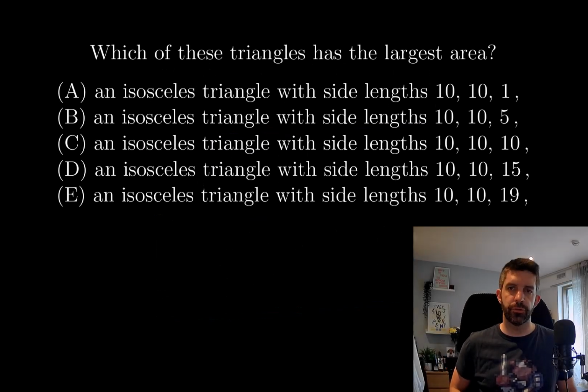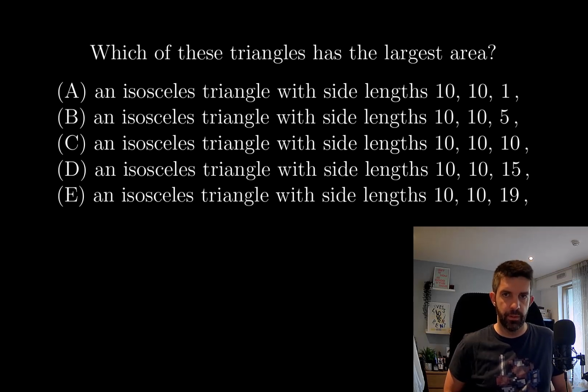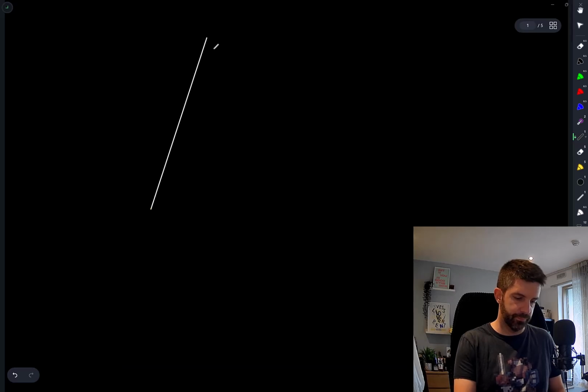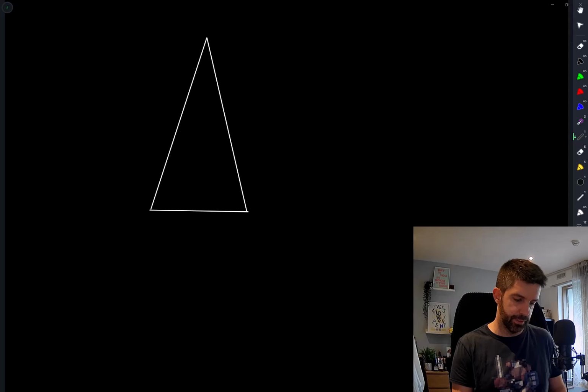Which of these triangles has the largest area? Okay, and we're given a bunch of triangles here. Well, oh, interesting. So, an isosceles triangle with side lengths 10, 10, 1, something like that. An isosceles triangle with side lengths 10, 10, 5 has significantly less height, but more width. It would look something like that.